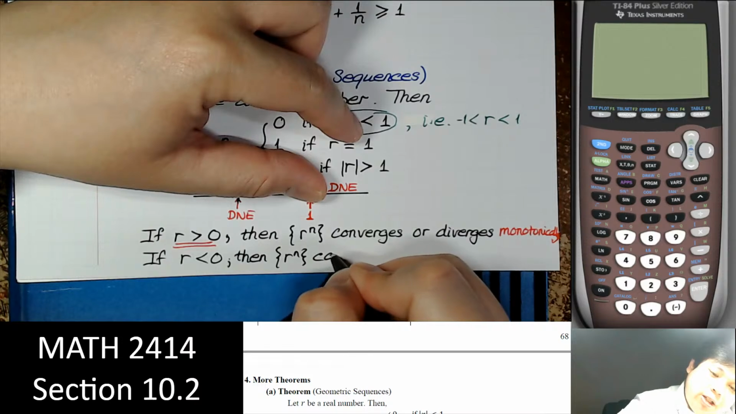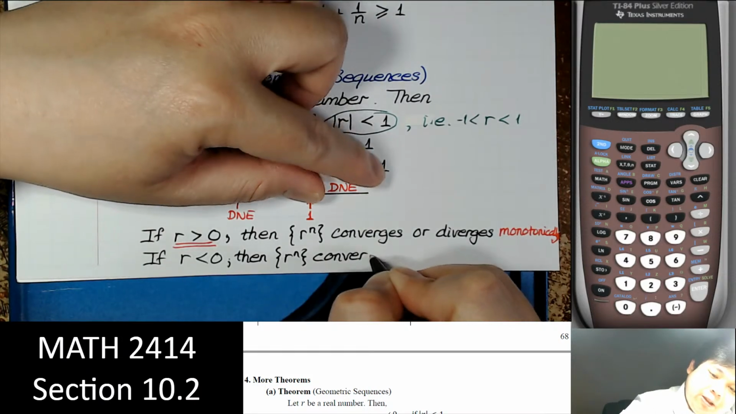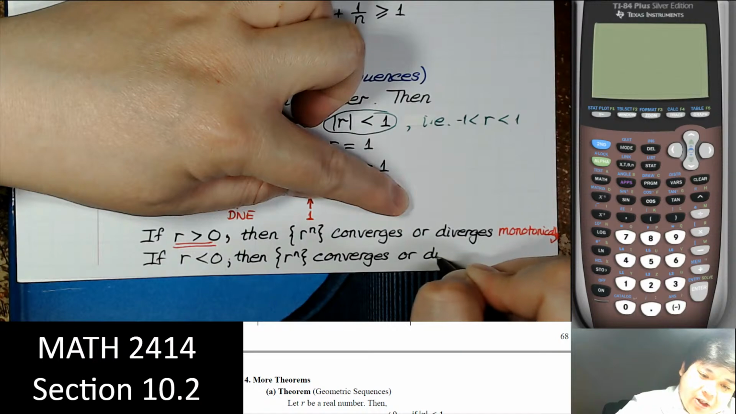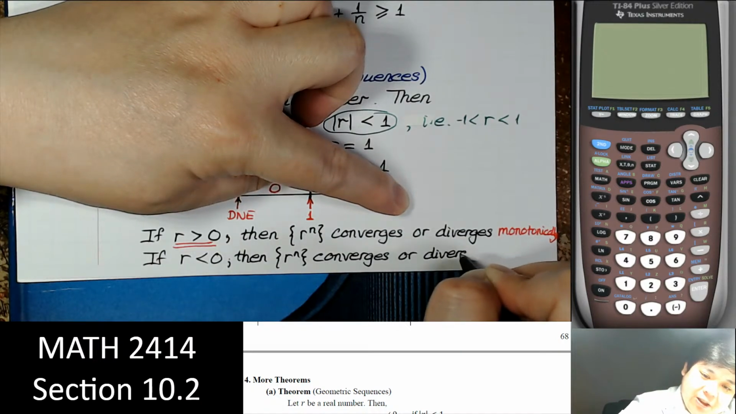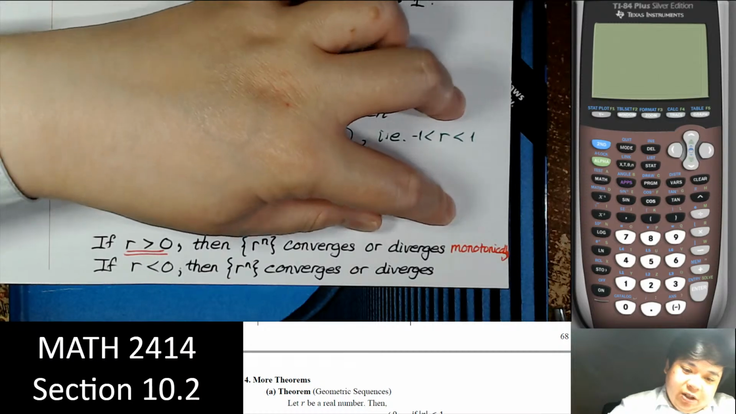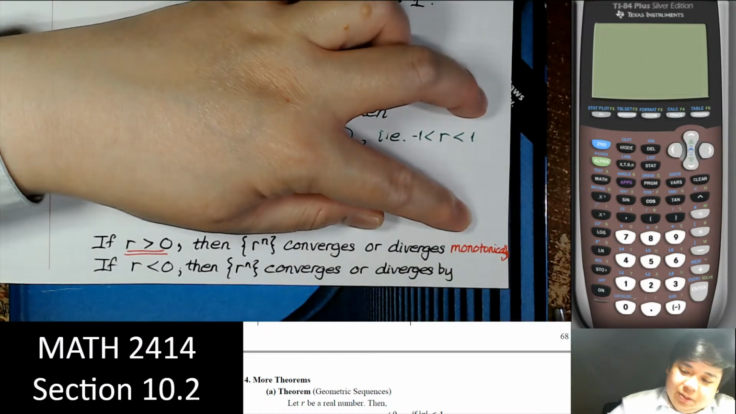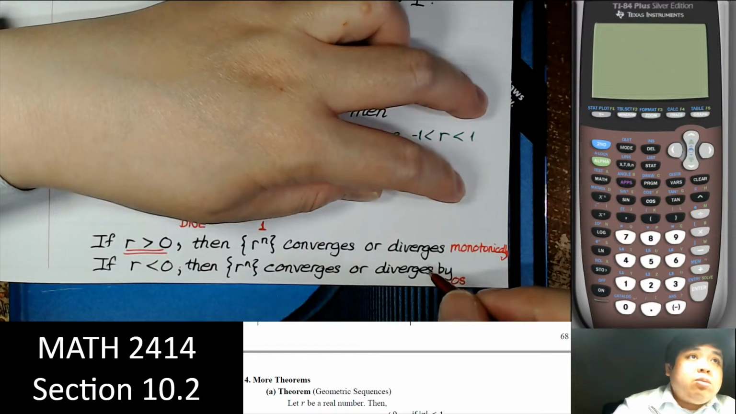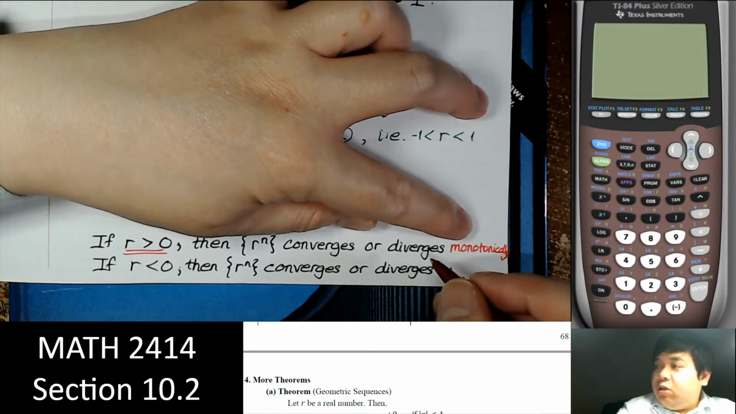It could be convergent, or divergent, or divergent by oscillation. Oscillation, how do you spell that? Oscillation.